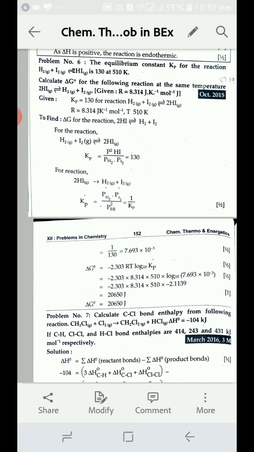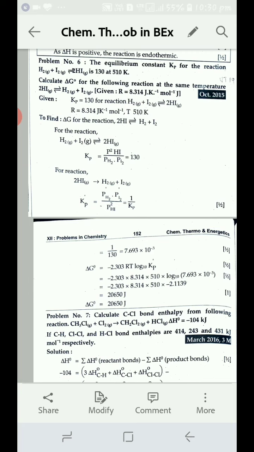So check the reactant bonds. CH3Cl means there are 3 C-H bonds and 1 C-Cl bond. So 3 into delta H0 of the C-H bond, plus 1 into delta H0 of the C-Cl bond, plus 1 Cl-Cl bond means delta H0 of the Cl-Cl bond, minus summation of enthalpy of bonds in the product.